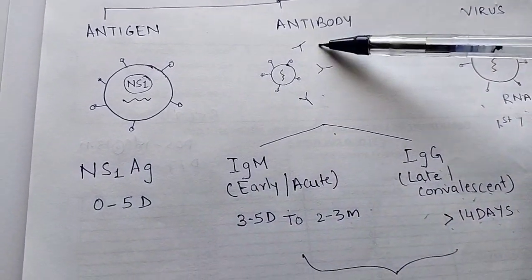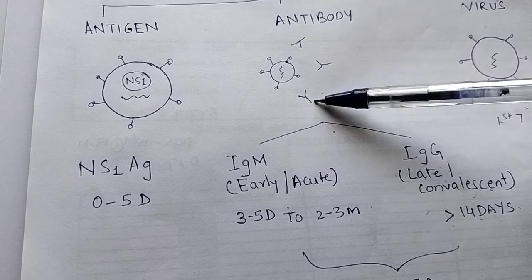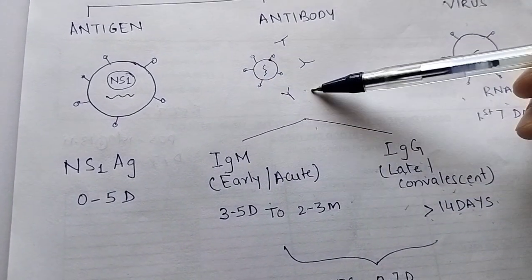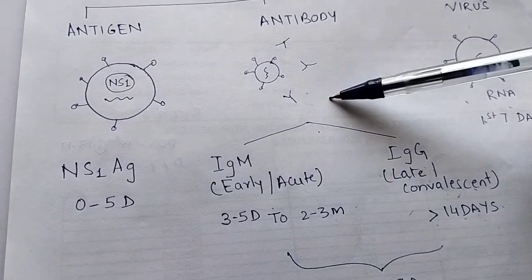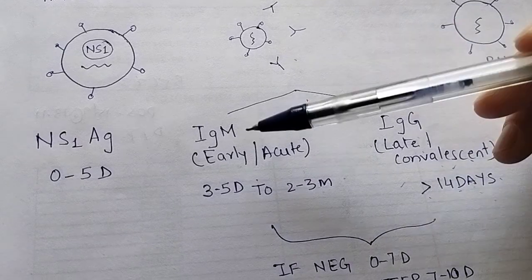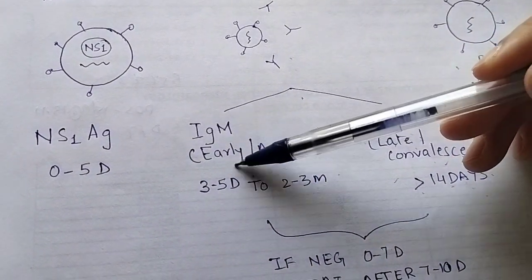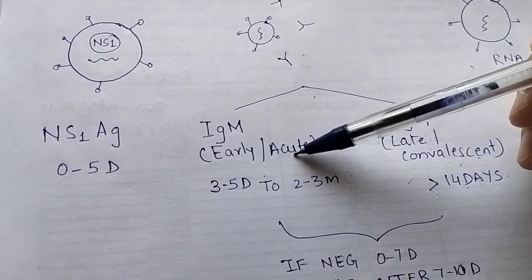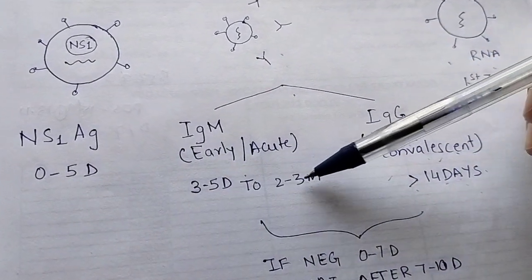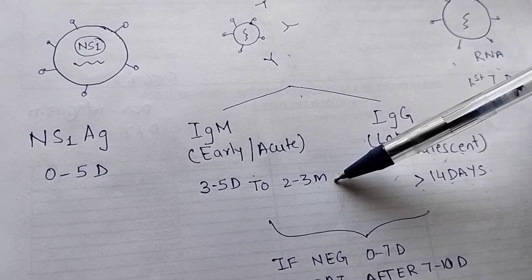Another thing is antibody detection. Now these antibodies are formed in response to the antigen or virus in the patient's serum. So it will take approximately 1 week to develop in the body. They are again of two types, either IgM or IgG. IgM are early antibodies, they form early and signify acute infection. So you can detect them from day 3 to day 5 and they can persist up to 2 to 3 months in the patient's blood.